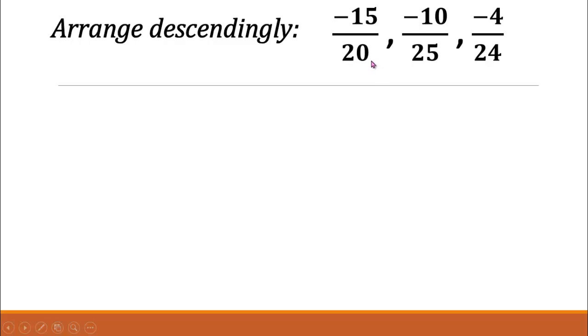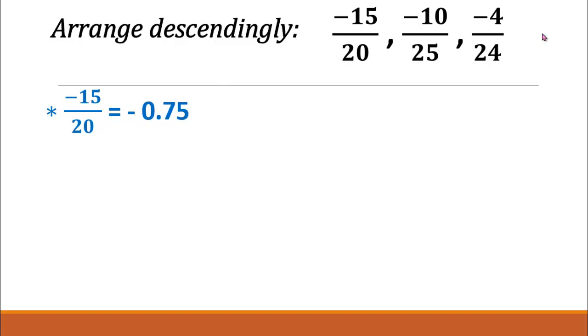As you can see here, I have different denominators and different numerators. And I cannot change any one of the following denominators to the other, as well as the numerators. One of the ways that I can use to solve this question is to convert each rational number to decimal. So here, negative 15 over 20 is equal to negative 0.75.